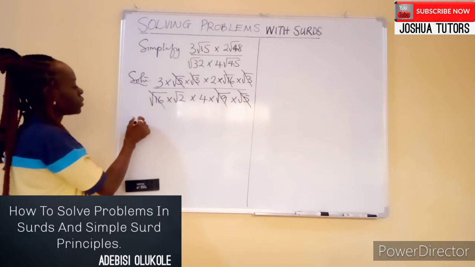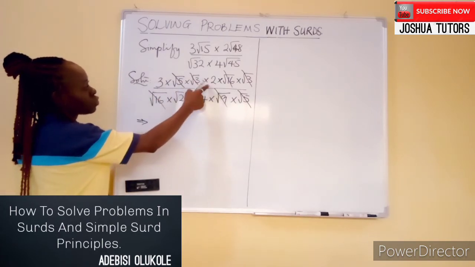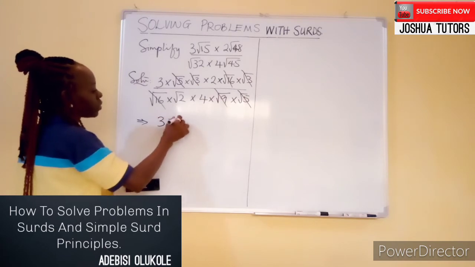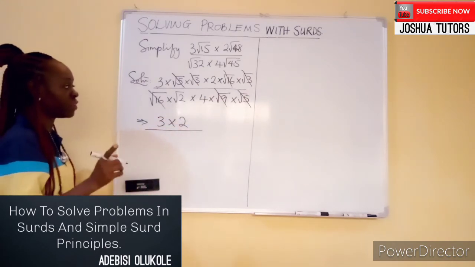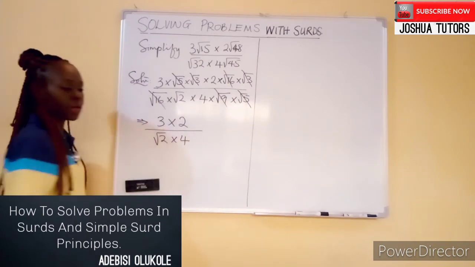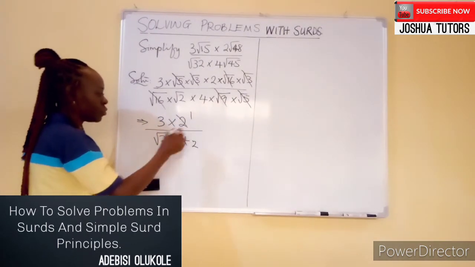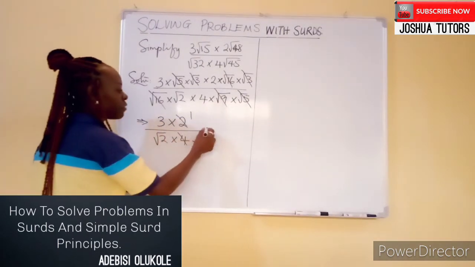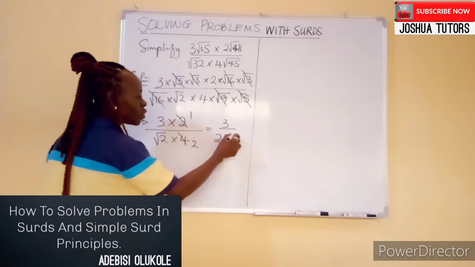Okay, so let's go. What do I have left? I have 3 times 2 in the numerator. Always remember to collect what you have left. You don't leave anything out. I have surd 2 times 4. I can still divide further. 2 goes here, 1. 2 goes here, 2. So I'm left with 3 over surd 2 times 2, which is 2 surd 2.